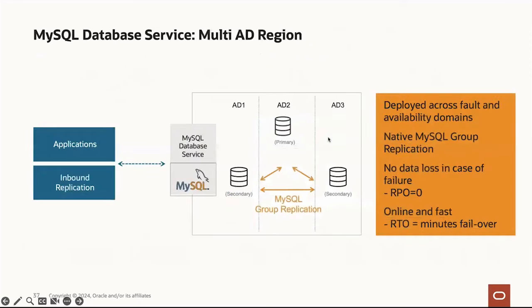And this just builds off of the high availability option mentioned in the previous slide. So the MySQL database service is going to take full advantage of OCI's multiple availability domain and fault domain architecture to give you that high availability. These multi-AD regions provide multiple data centers located within a region. And these availability domains are isolated from each other and are fault tolerant. So once again, you get that automatic failover with an RTO, or recovery time objective, of minutes and 0 data loss. So you can see the 3 instances here.